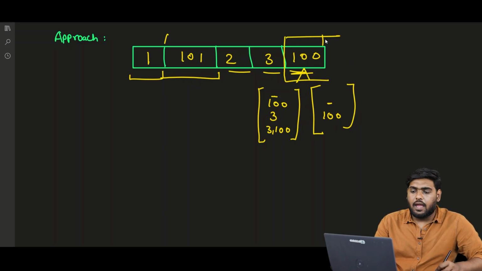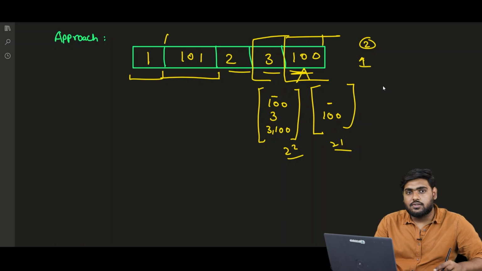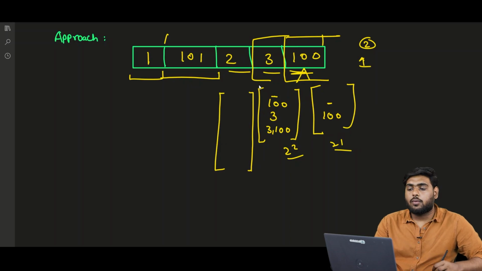Remember one thing: when you were taking this chunk, your array was of size 1, and when you take this chunk, your array is of size 2. So for 1 it is 2 to the power 1, for 2 it is 2 to the power 2. But this is considering all the subsequences. We do have to discard some. Don't forget that.